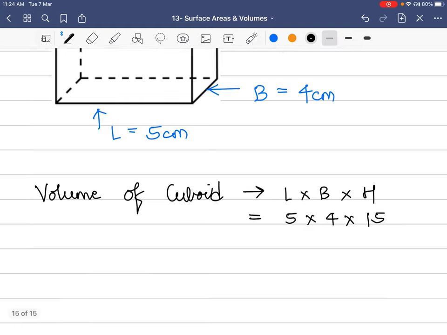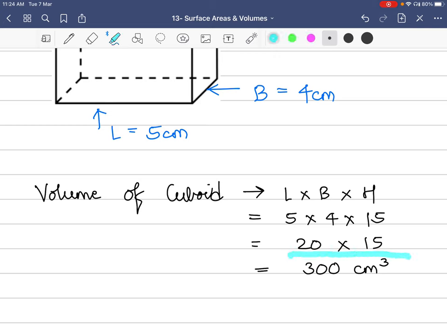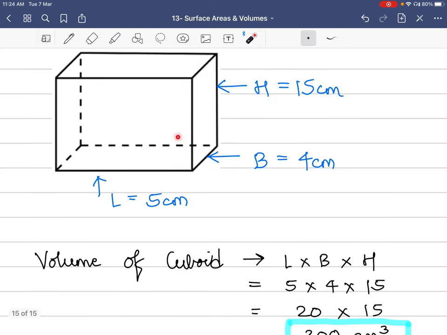Okay. Now that is equal to 5 into 4 is 20, 20 into 15, and that is equal to 15 into 2 is 30 and 0 centimeter cube. Okay. Once again, the unit is very important, centimeter cube. So I'm just going to box it. This becomes the volume of cuboid of this rectangular tin can.